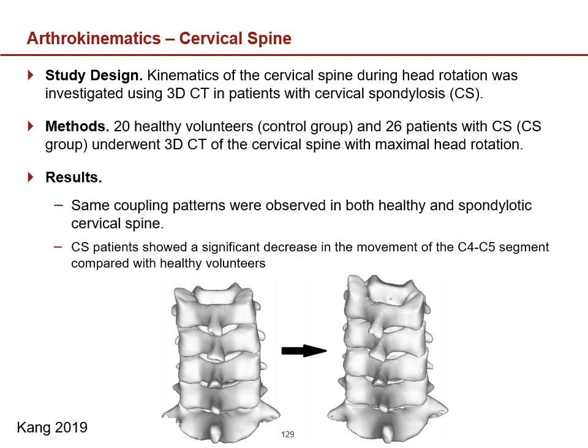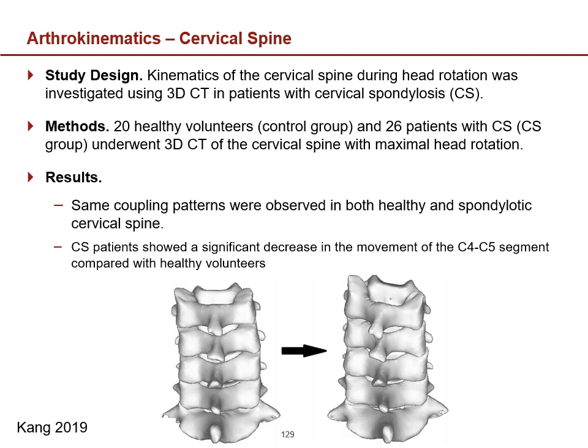Okay, so another study that was done, which I thought was quite interesting, where they took 20 healthy individuals and 26 with cervical spondylosis, who underwent a 3D CT of the cervical spine with maximal head rotation. And you can see that they actually used the 3D CT scan to formulate an artificial model of the cervical spine. And so the results: the same coupling patterns were observed in both healthy and spondylotic cervical spine subjects. Cervical spine patients showed a significant decrease in the movements of the C4, C5 segment compared to healthy individuals.